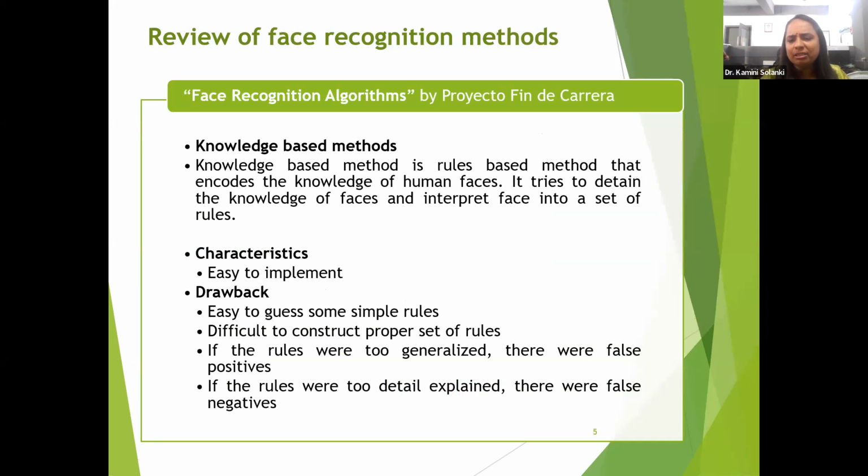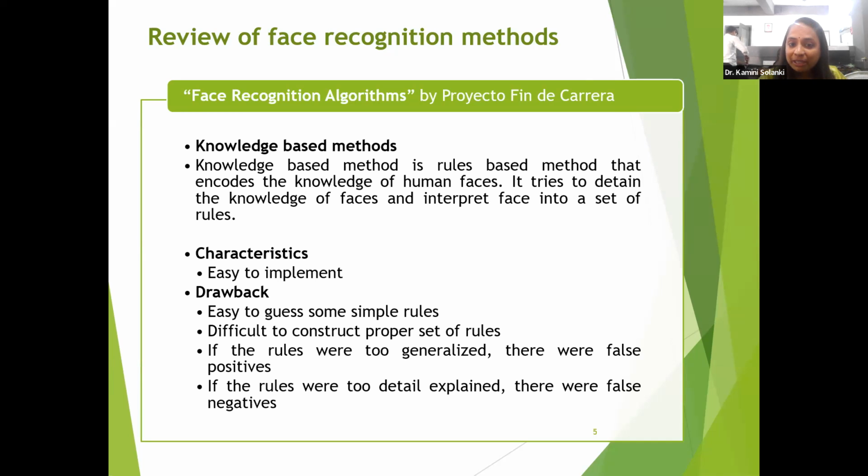There are so many methods as per the literature review. First, let us discuss the knowledge-based method. For face recognition, we have the knowledge-based method, that is, the rule-based method. Rule-based method means there is a set of rules, the knowledge of human faces, and based on those rules you can identify that person.